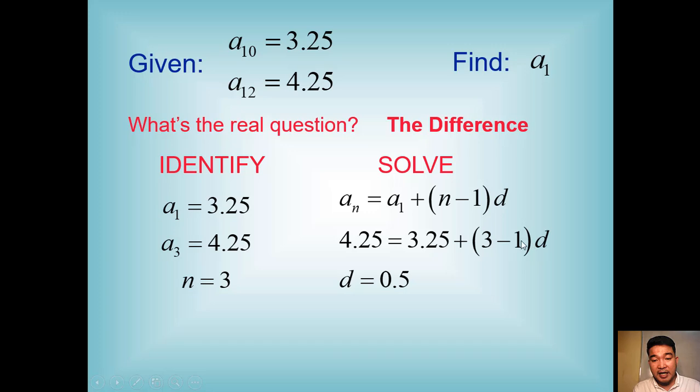So, by simplifying it further, d is equal to 0.5. Since negative 1 times d is negative d, then 3 minus 1 is equal to 2 times d, which is 2d. And then we transpose 3.25 from right to left, or we apply the addition property of equation. So we add negative 3.25 at both sides of the equation. So you will have 1 here, because 4.25 minus 3.25 equals 1. 1 is equal to 2d. And then to eliminate the numerical coefficient of d, which is 2, you divide the whole equation by 2 and apply the division property of equation. So d now is equal to 1 over 2, or 1/2, or 0.5.